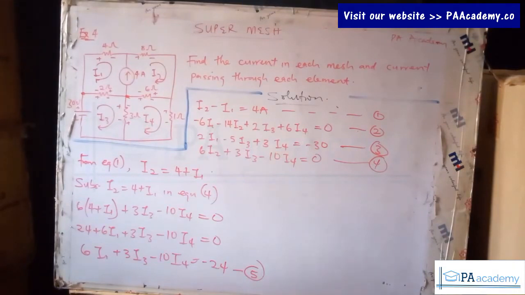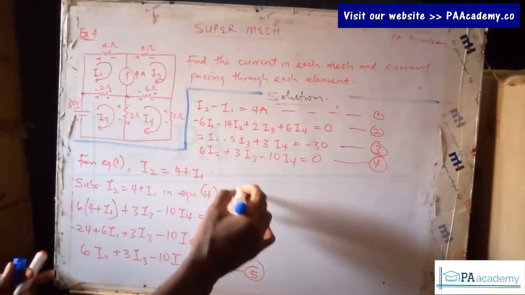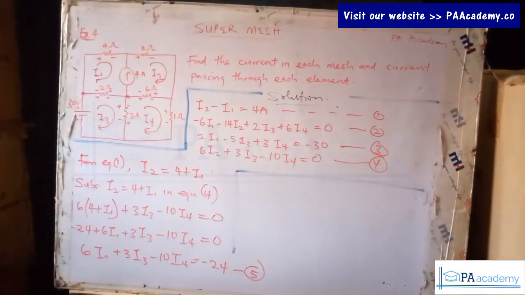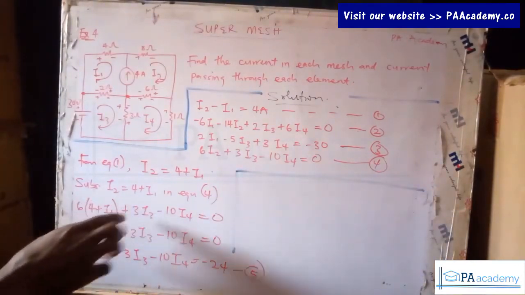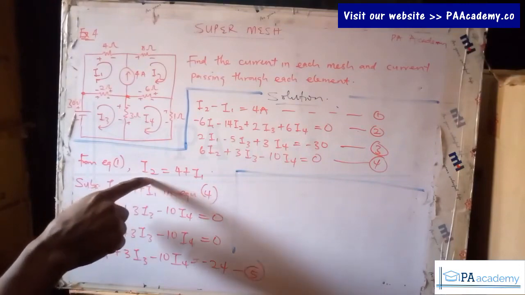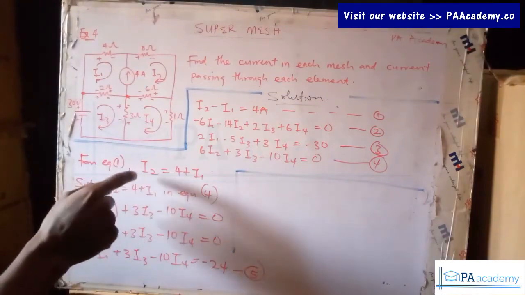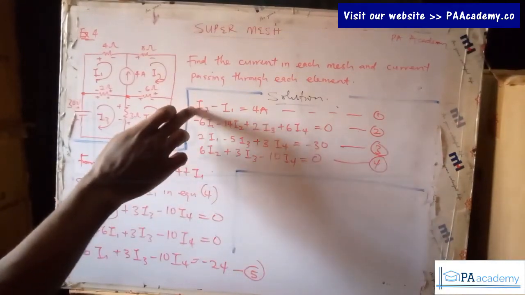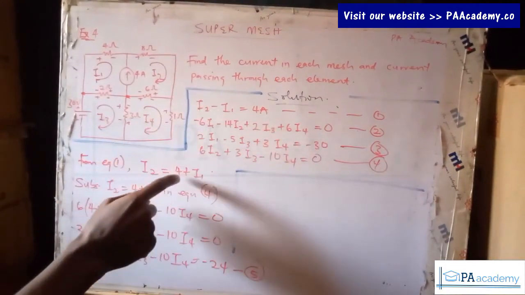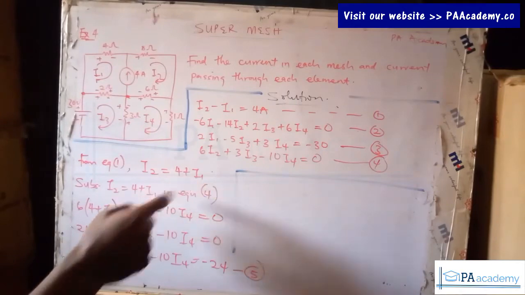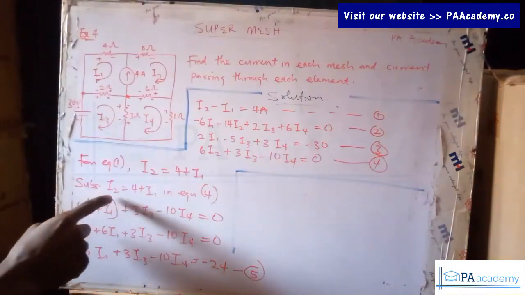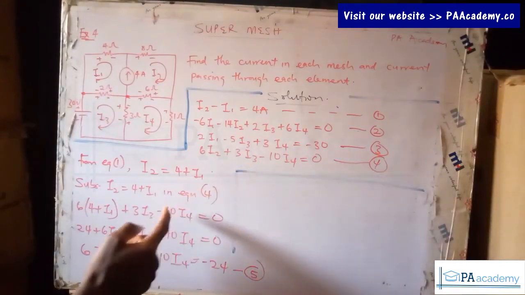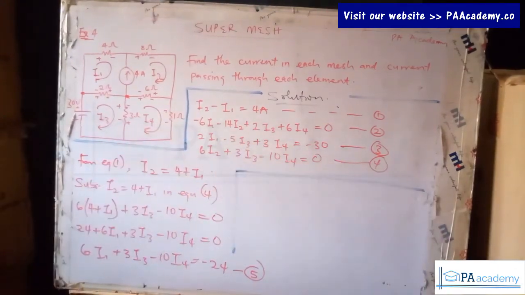Alright, so let's continue. Let me create some little demarcation so that I don't get everything mixed up. What we've done here is substitute the value of I2. I hope you remember we got I2 equals 4 plus I1. That is from here, we just made I2 the subject of the formula. So right here we substituted the value of I2 into equation 4. What we did here, we are also going to do to equation 2.